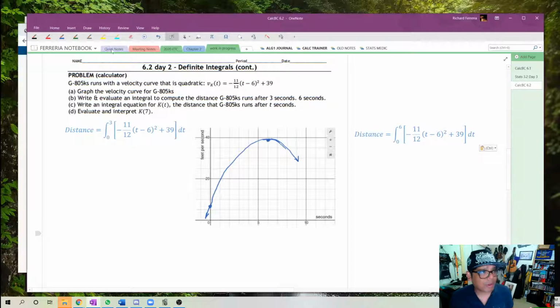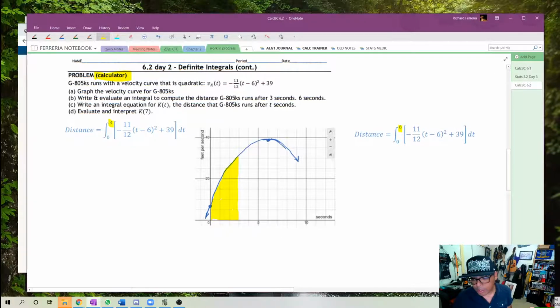We got this one over here from 0 to 3. And we got the one on the right that has the limits going from 0 to 6. Let's do the 0 to 3 one first. 0 to 3 gives me an area that looks like this. So to be clear, that yellow area evaluates to the same distance that Gallimimus G805KS ran. Now, how do I find that area? Well, we're going to go ahead and use our calculator like this problem suggests.